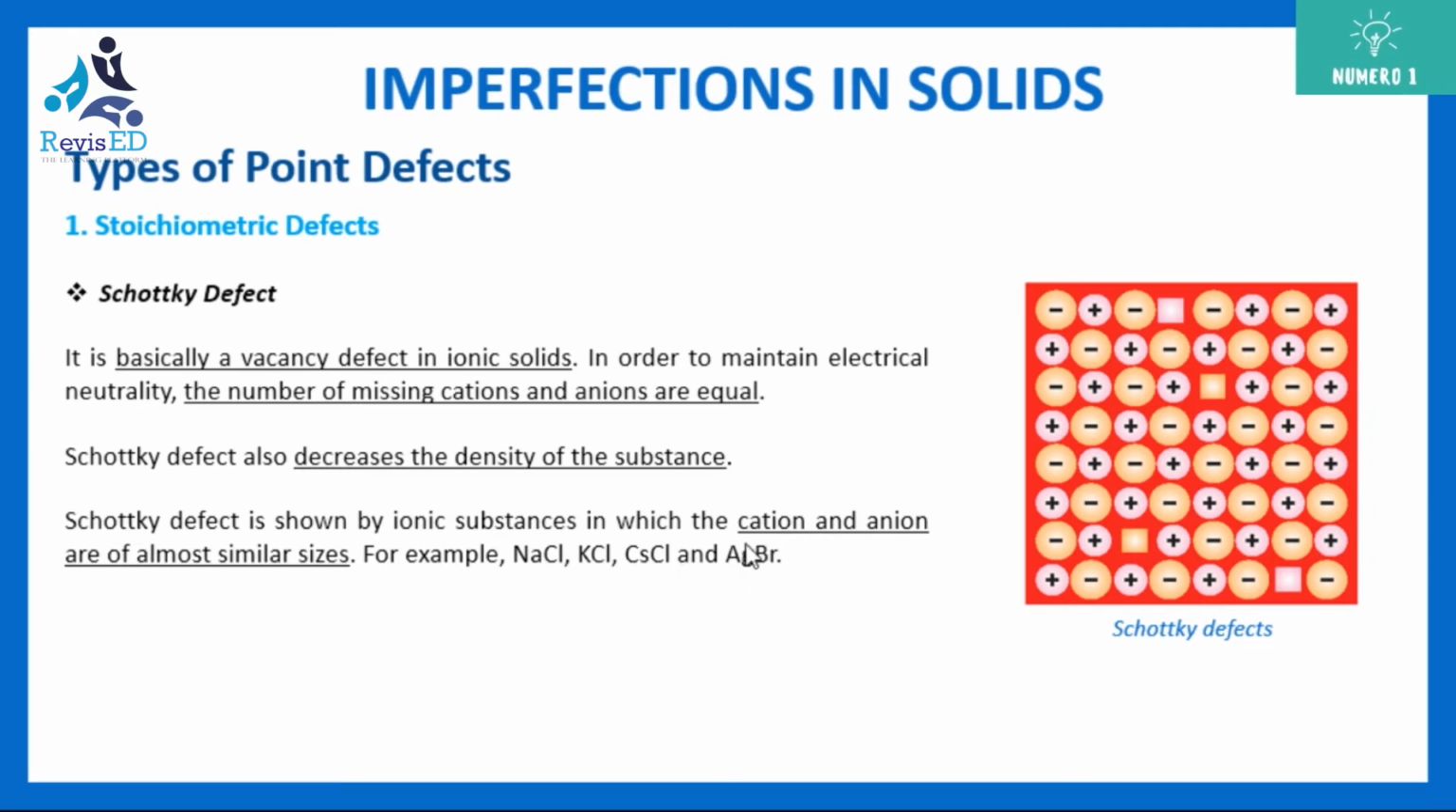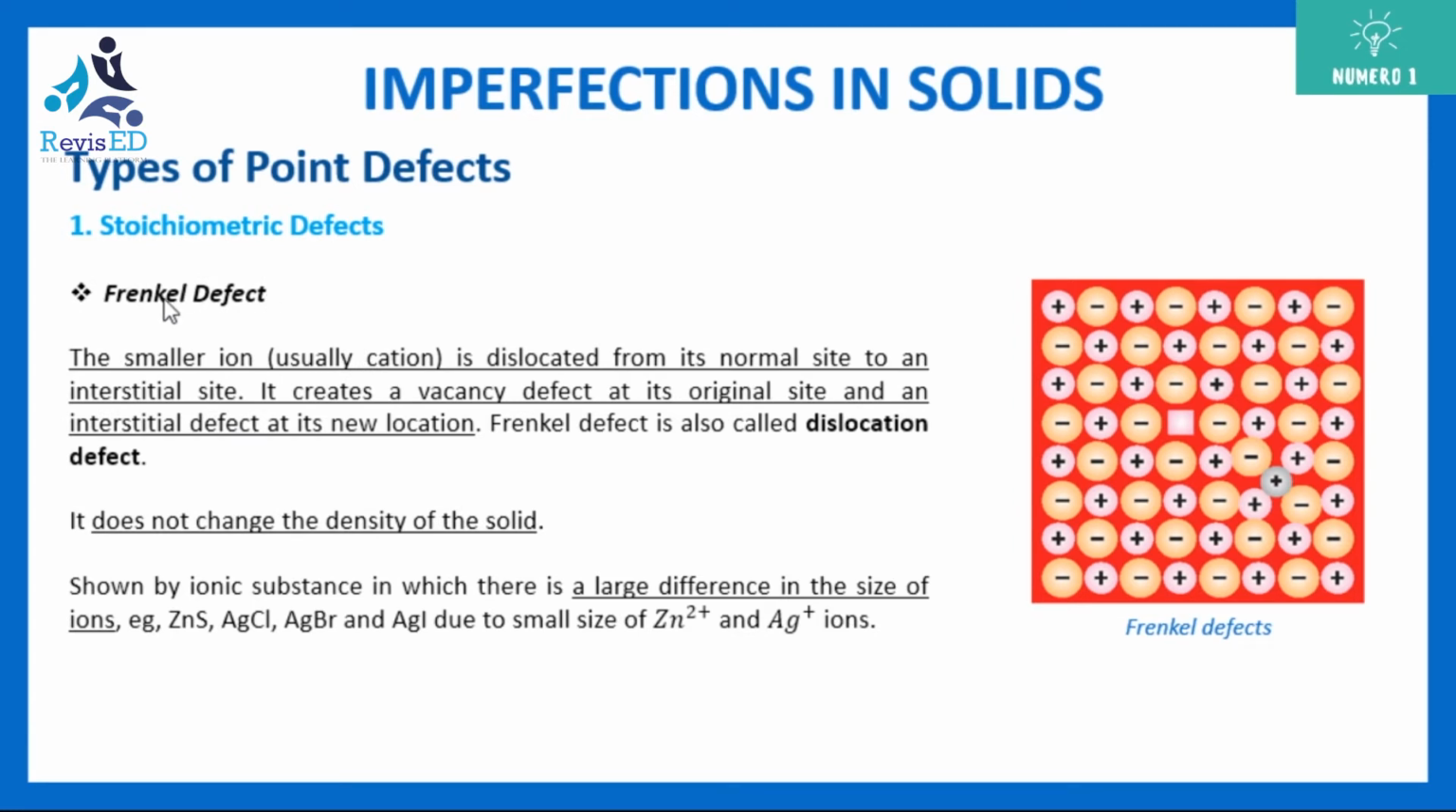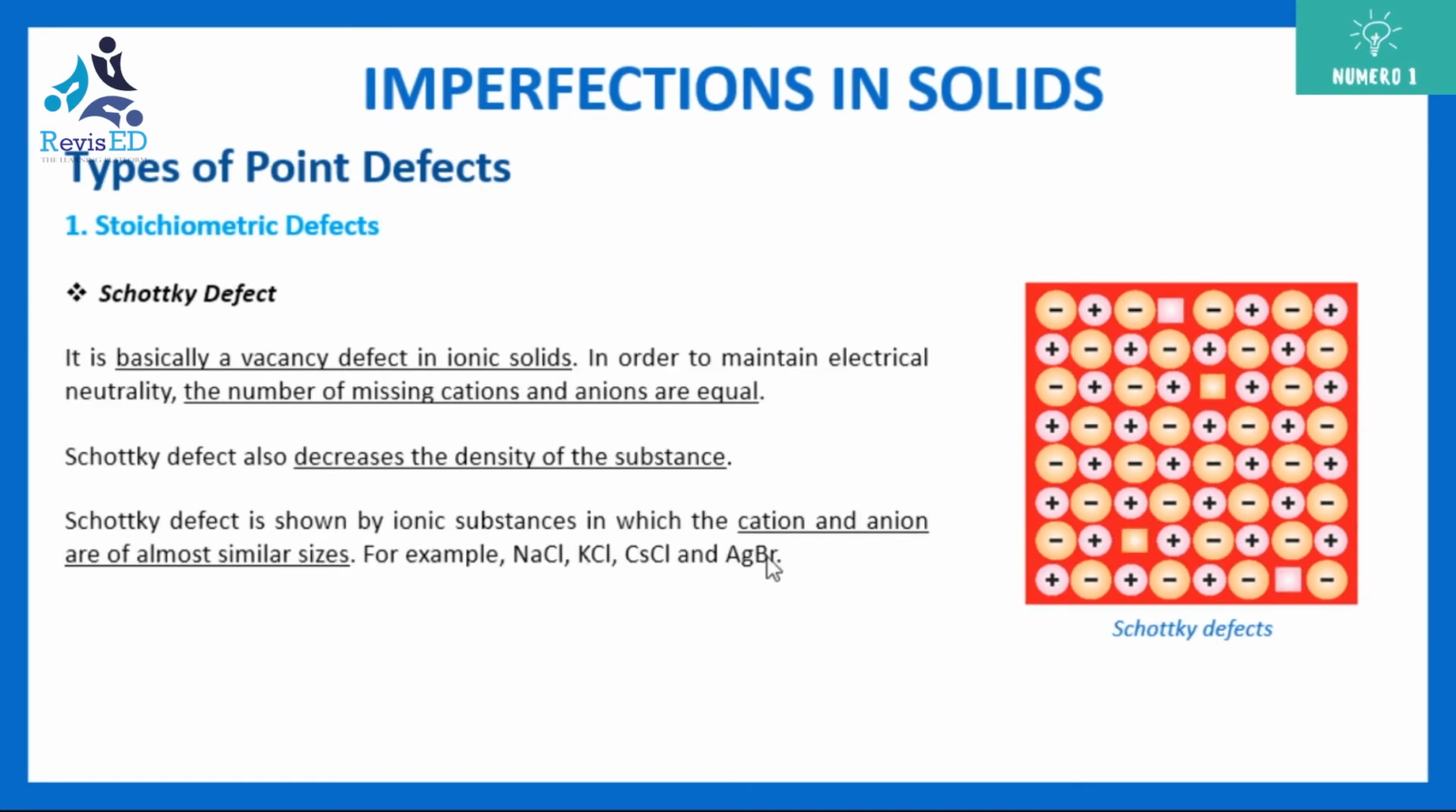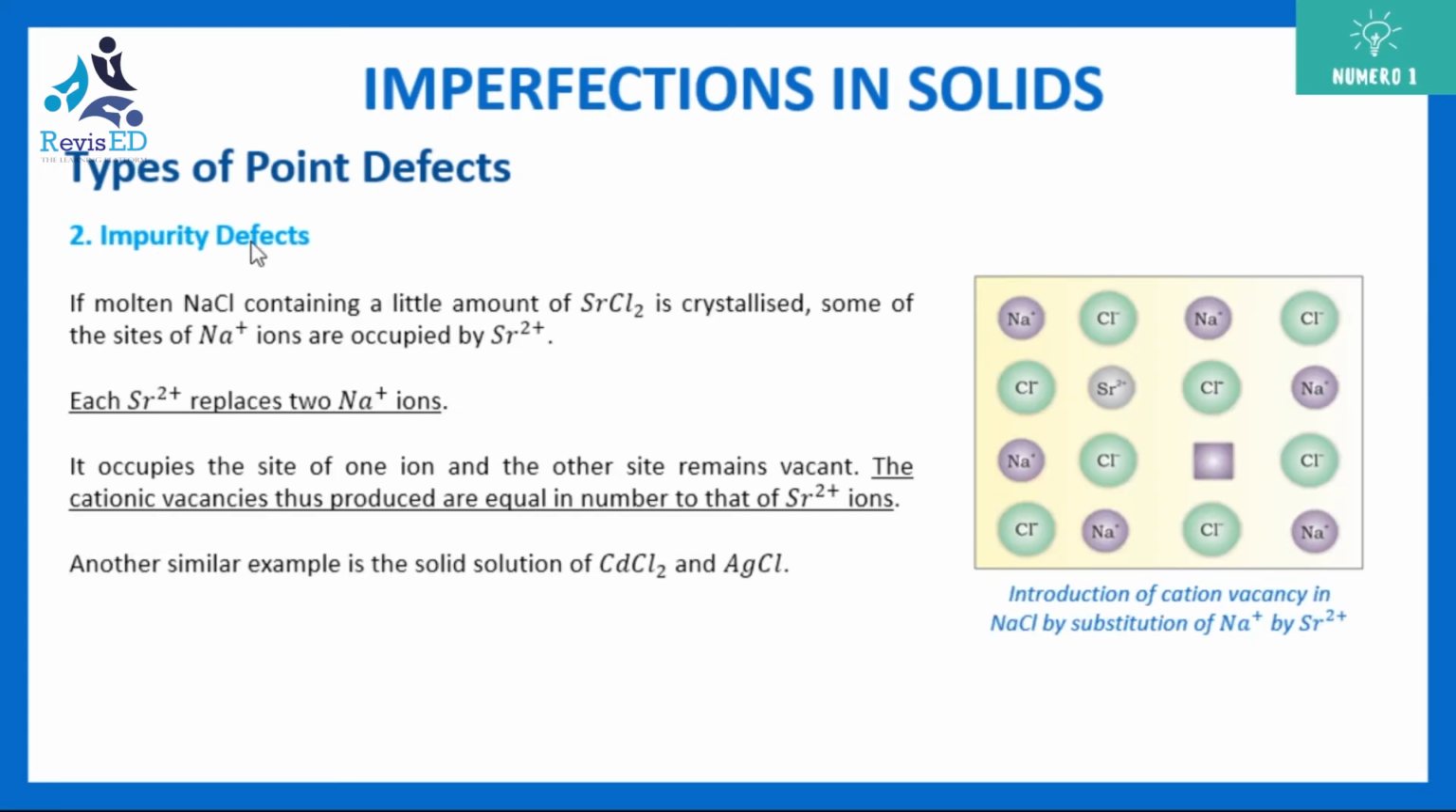I told you to focus on AgBr because AgBr can show Schottky defect as well as Frenkel defect. That's why I told you to focus on AgBr. So if you want to remember one example, AgBr is the best because you can write it on both. Now, next is impurity defect.